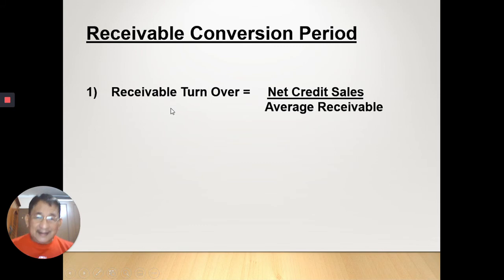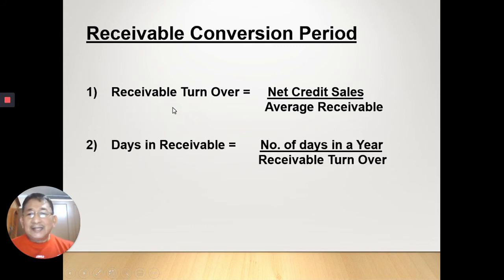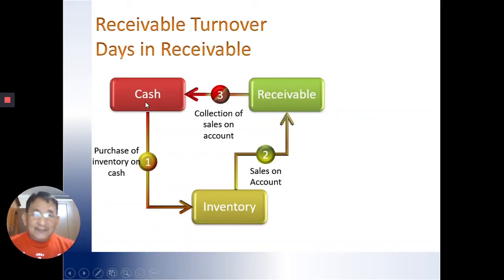Okay? The next one ay days in receivable. Pag na-compute mo na yung number 1, i-divide mo yung 360 days over receivable turnover. Ang makukuha mo, this one now is number of days. Ito naman, ang makukompute mo dito is number of times. Ang receivable turnover, ang parang measuring niya is number of times na umikot. Yun ang ibig sabihin.